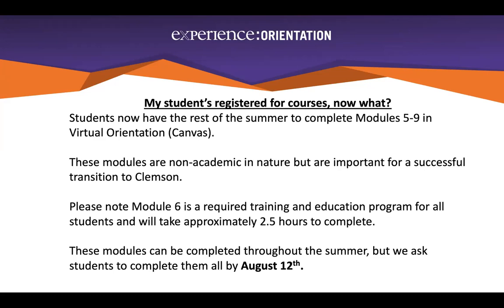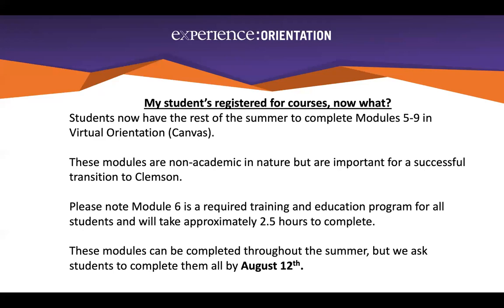Modules 5 through 9 are non-academic in nature, but are important for successful transitions to Clemson. A couple of the modules are lengthy, so we've put an estimated time for completion in each module title, so students know how much time they need to set aside in order to complete those modules. Module 5 covers transition and campus resources for students. Module 6 is a required training and education program that covers alcohol, drugs, and sexual assault prevention.